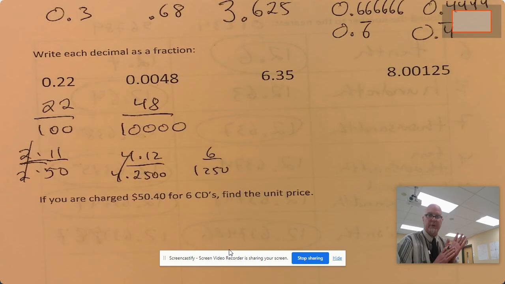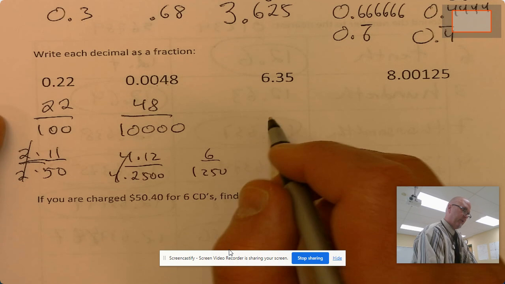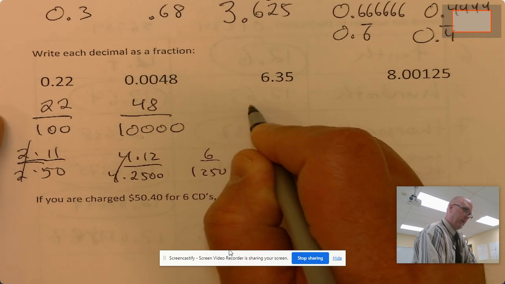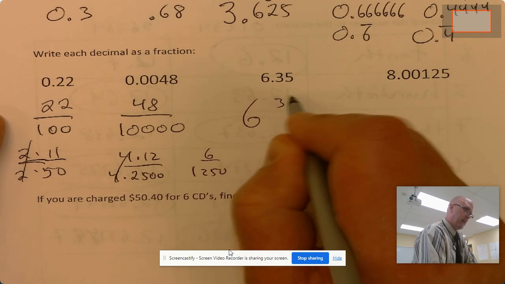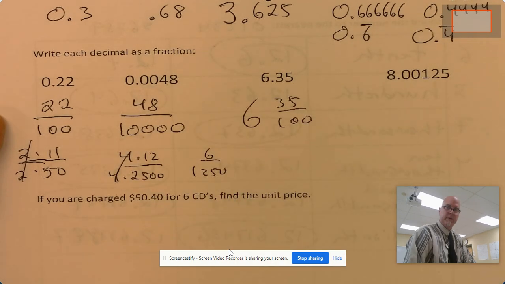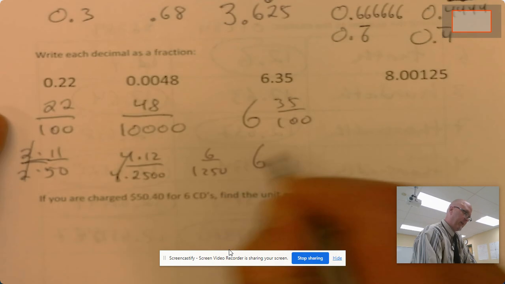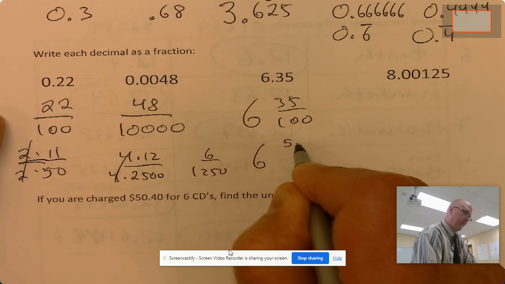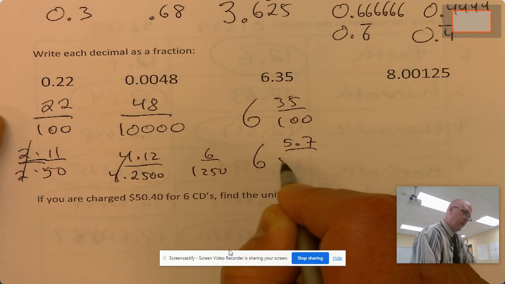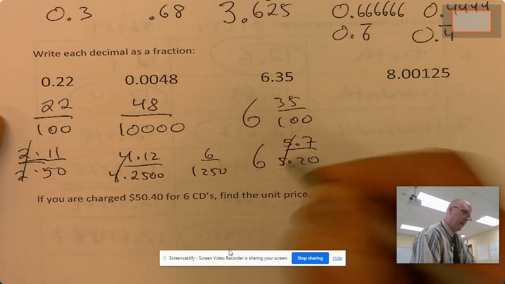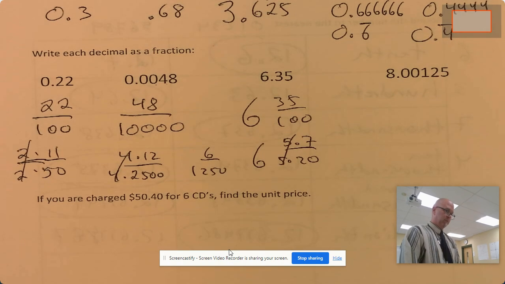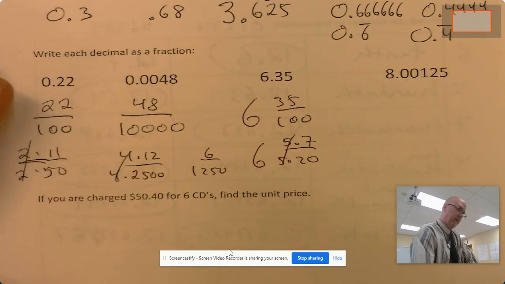When you do this math, MyMathLab is going to want you to reduce each fraction. This one is going to be a big 6 and 35 over 100. The big 6 stays the same, but 35 is 5 times 7, and 100 is 5 times 20. So we cross off that. It becomes 6 and 7/20ths.